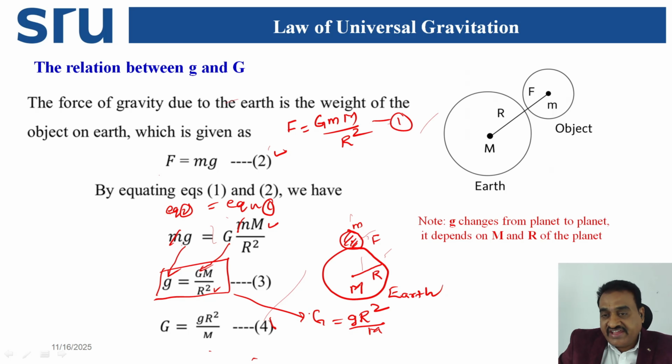Small g value changes from planet to planet. It depends on the mass of the planet or Earth and capital R, the radius of the planet or Earth. So this is the relation between small g and capital G.